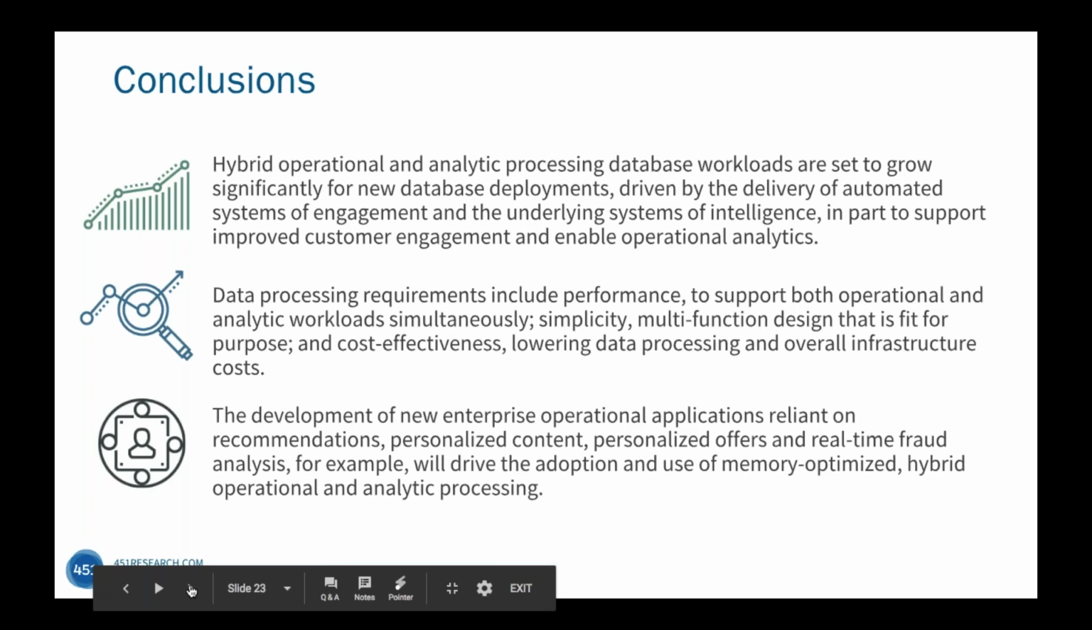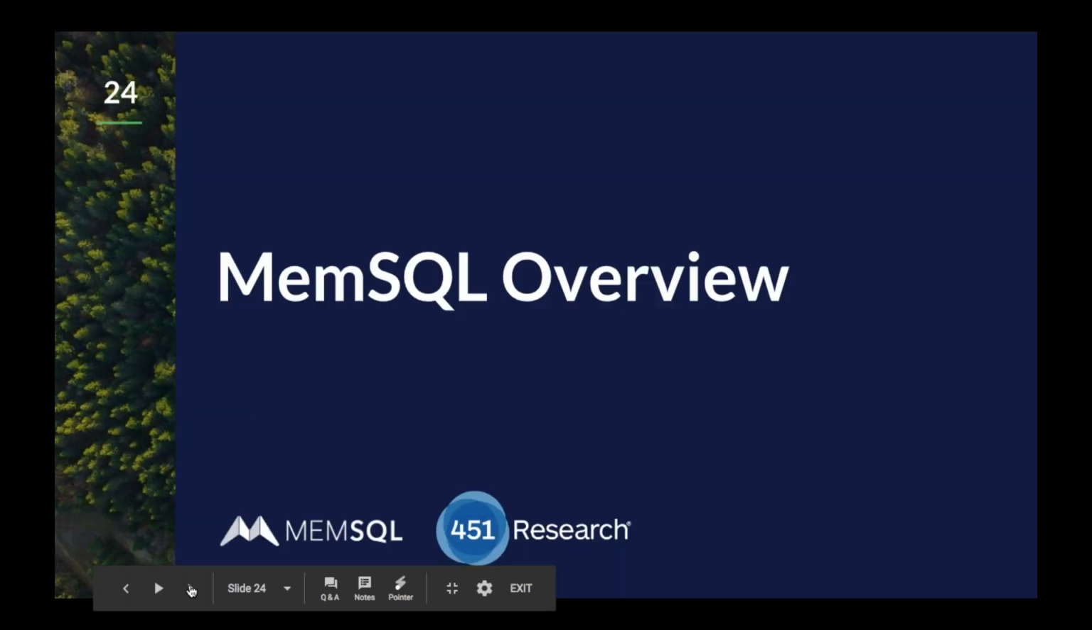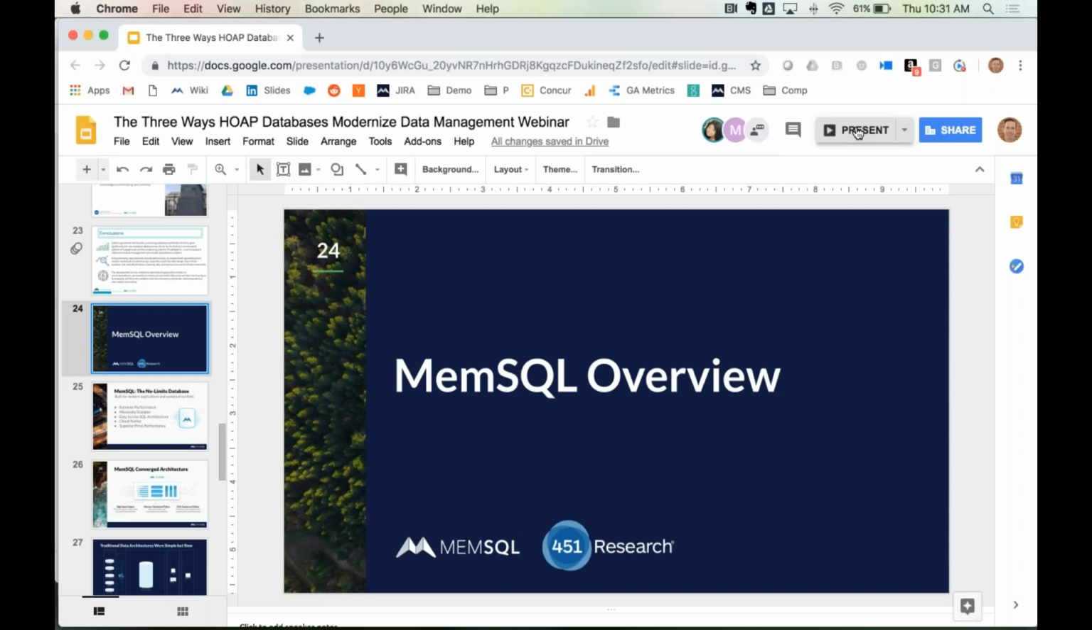We do see that development of new enterprise operational applications that rely on things like recommendations, personalized content, personalized offers, and real-time fraud analysis, for example, will drive the continued and ongoing adoption and use of memory-optimized hybrid operational analytic processing databases. So as I say, we're still at the very early stages of this. Those applications are being developed and deployed, and those will continue to drive demand for the technologies we've described here. So that's a fairly brief overview of the market and the trends as we see it. Happy to take questions on that at the end of the webinar.